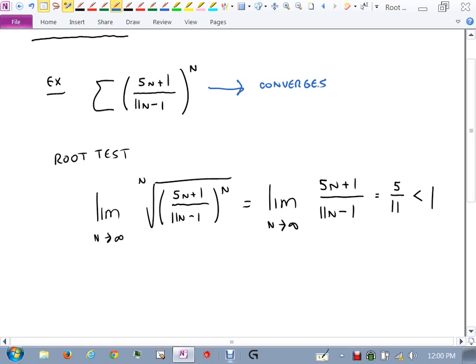You can write absolutely, but the reason why I wouldn't is because if you took the absolute value of this, it would be the same series. If it were an alternating series, then maybe you would want to put converges absolutely.